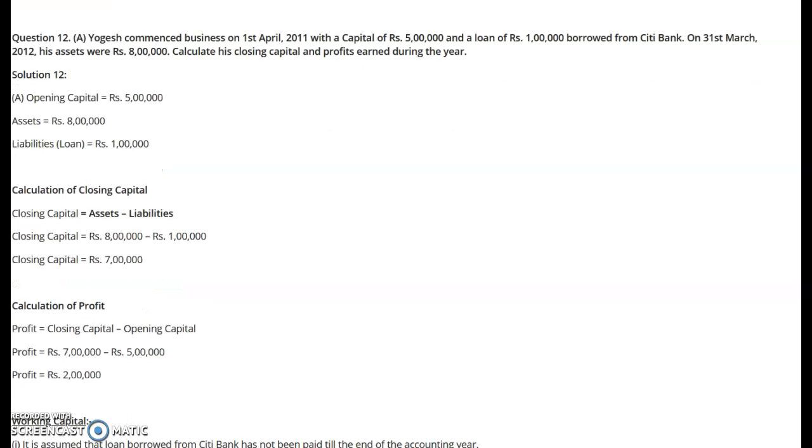Now see here, opening capital is given as 5 lakh as per the statement. Assets are given of rupees 8 lakh. Liability that I shared with you, loan of rupees 1 lakh. We have to find out the closing capital. How will the closing capital be found? Total amount of assets at the end of the year, it is given 8 lakh, less the amount of the liability, that is the bank loan borrowed from bank, rupees 1 lakh. So closing capital comes out rupees 7 lakh.